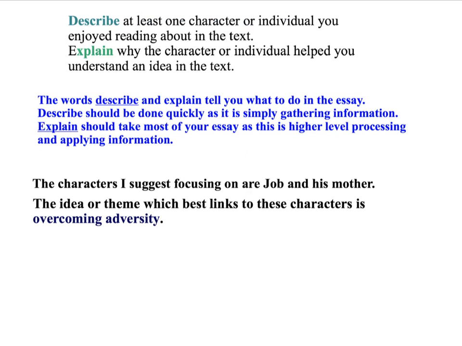Here is an example of a typical literary essay question that you'll find in NCEA Level 1 exam. Of course, you know the word describe is lower level. Don't spend too long on describing. What you've got to focus on is explain. And one of the things that I always say to students is keep going back to that particular part of the question and re-examining it. In this case, why the character helped you to understand an idea in the text, and of course idea means theme.